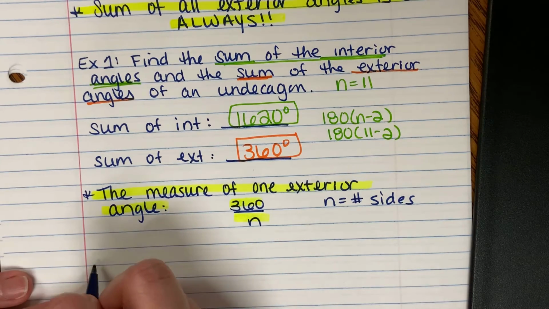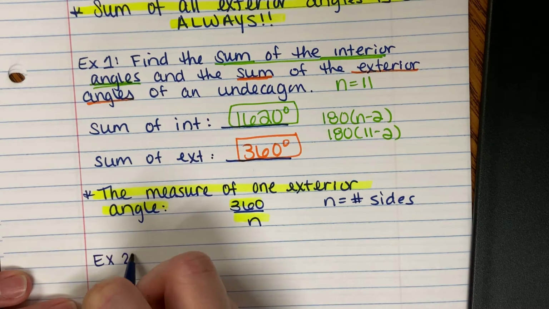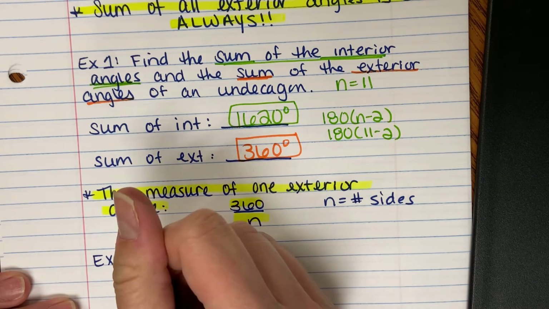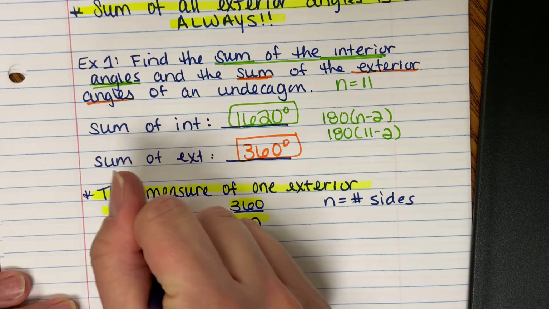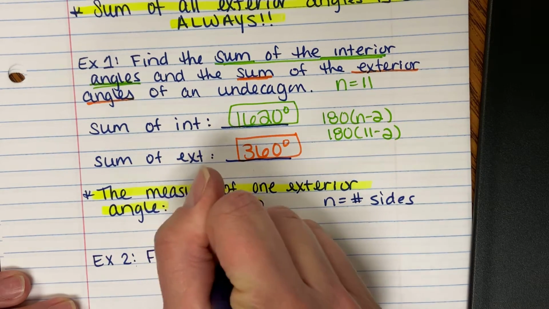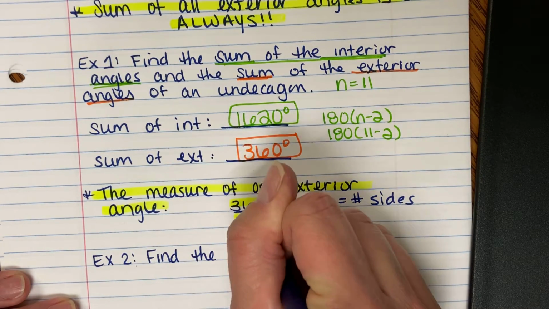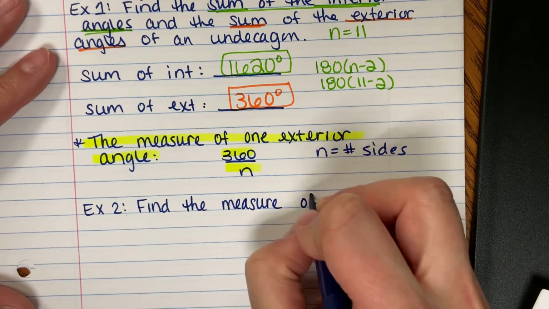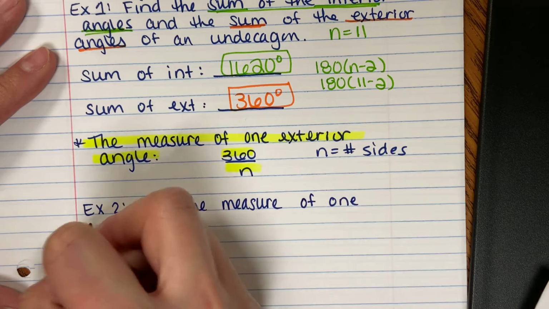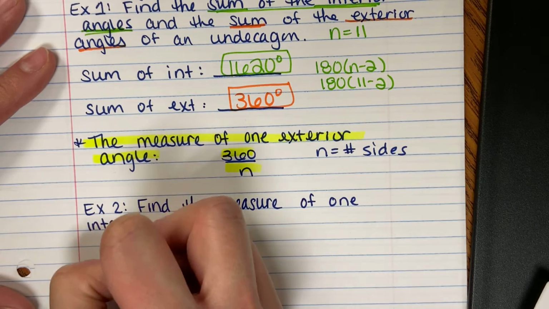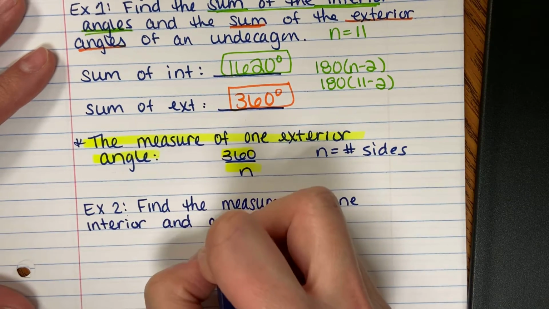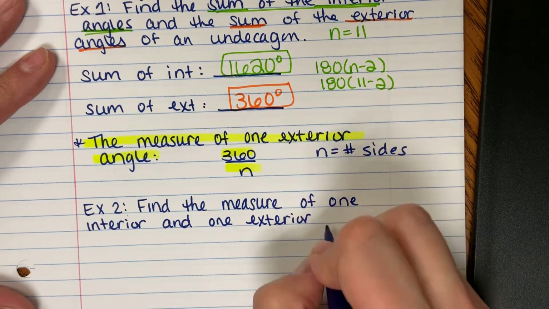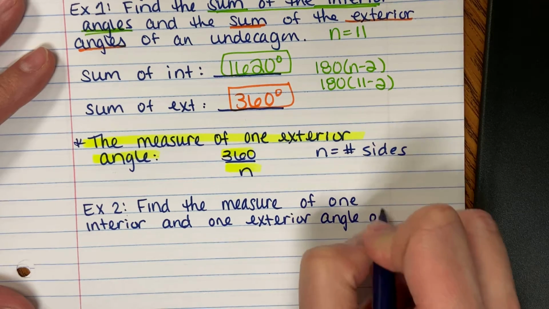So example 2. Find the measure of one interior and one exterior angle of an undecagon.